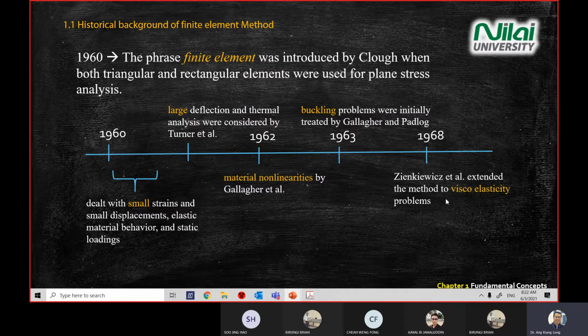And then viscoelasticity was also discovered by some of the scientists here. Okay, so viscoelasticity relates to the Poisson ratio that you learned, which we use to analyze structures and their deformation. So as you can see here, people started to develop some mathematical models in the 1960s.